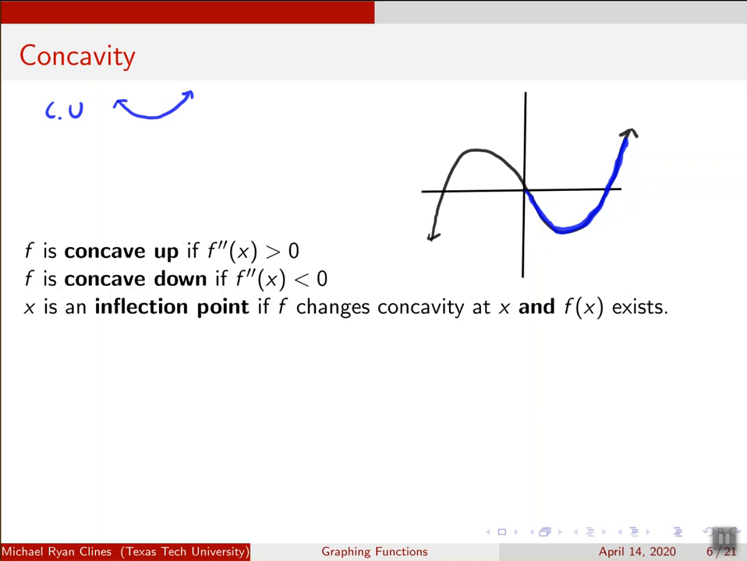Now, concave down is the exact opposite. This is what it means to be concave down. The function is looking down. So concavity is more like, what is it looking like? What direction is this function facing? To be concave down, it's kind of facing downward like this. It's looking down. That's why the second derivative is negative. It is looking in the downward direction.